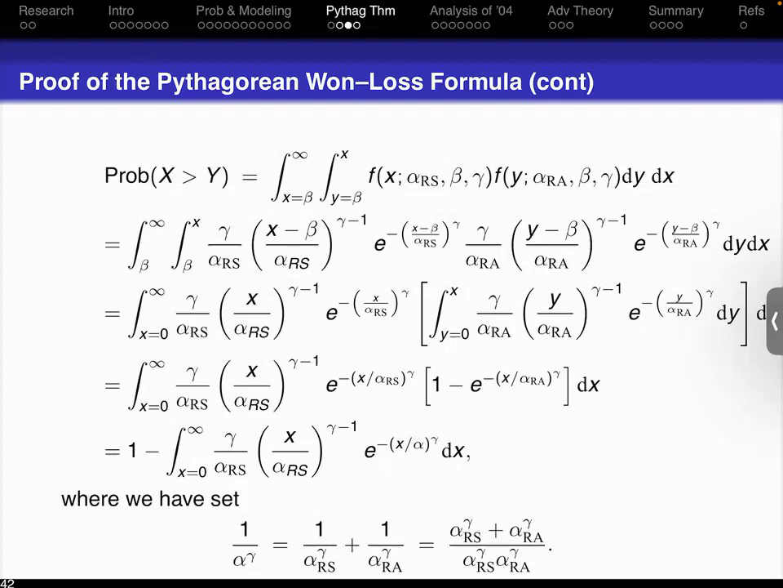And now I have to do this double integral, this combination of two exponentials. Well, I have e to the negative x to the gamma, e to the negative x to the gamma, but I have different denominators. Well, I can combine them by letting 1 over alpha to the gamma be 1 over alpha RS to the gamma plus 1 over alpha RA to the gamma. And now it's just e to the negative x over alpha to the gamma. It's like a new Weibull with a new parameter alpha.